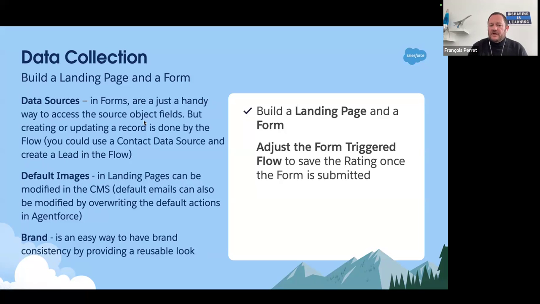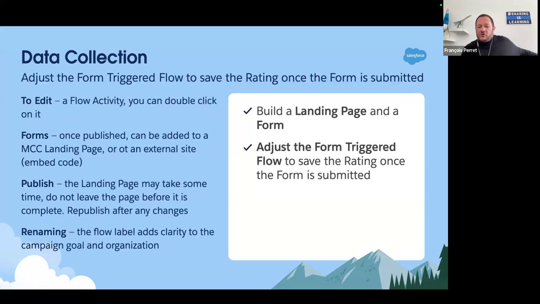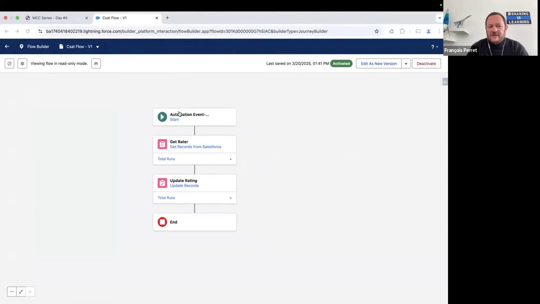So here we've built the landing page and the form. We've also adjusted the form triggered flow. Something very handy, which I did not show here, maybe I'll show it in the next flow that we will be creating. If you want to edit, here it's activated, so it's read-only. But if you want to edit one activity, you may double-click on it. On the right side, you will have access to all this information. This is shorter than clicking on it and clicking on get information.